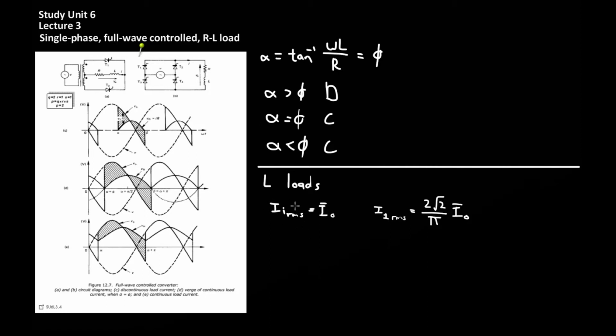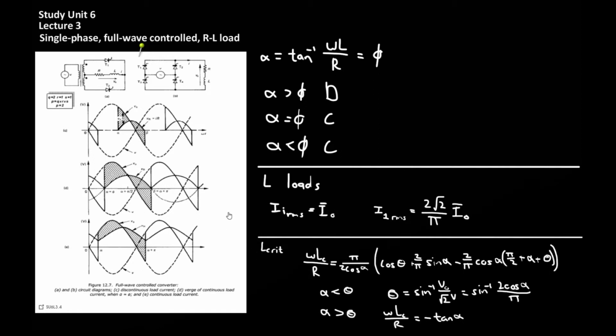The average RMS current for all the harmonics in the square wave is equal to the average current, with the first harmonic current given by 2 root 2 over pi multiplied by the average output current. As before, there is some critical inductance, where the inductance has to be larger than a particular value to prevent the output current from falling to 0.